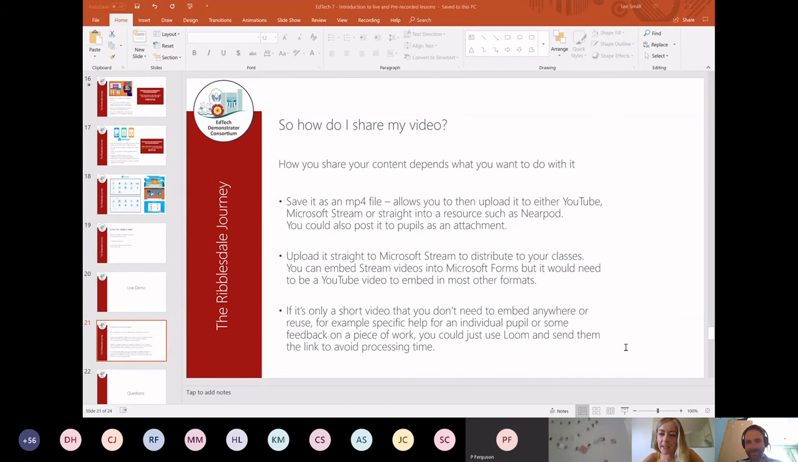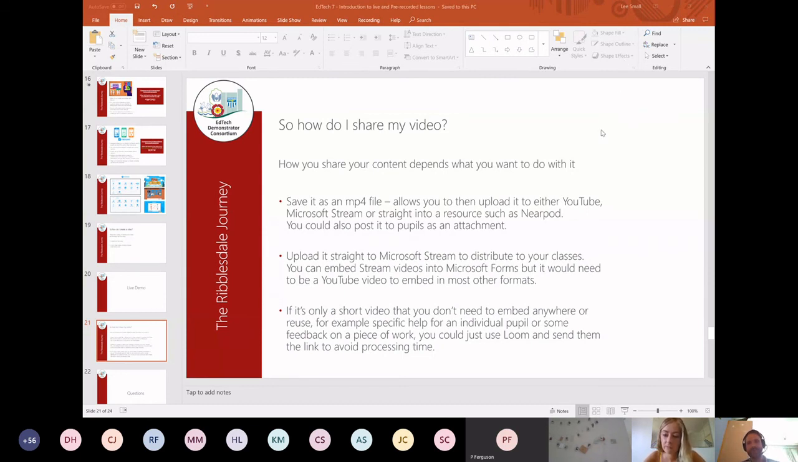Do you record the voiceover directly in Nearpod or in PowerPoint and then import? So you can do either. If I'm doing it as a full video, then I will record it in PowerPoint. But you can record your audio straight into Nearpod as well, which is sometimes quicker if you're breaking it down into little sections.